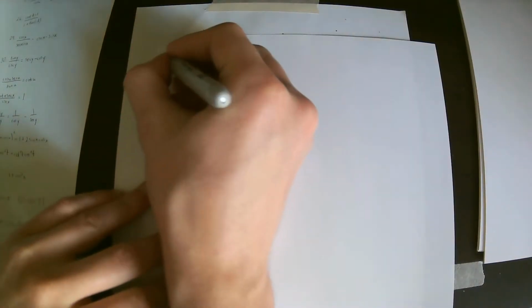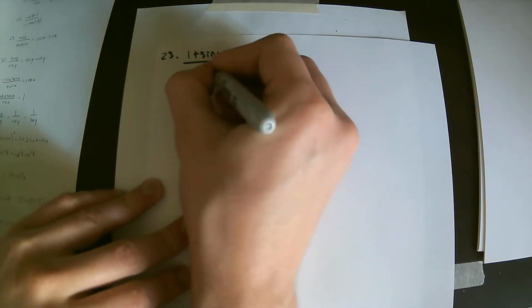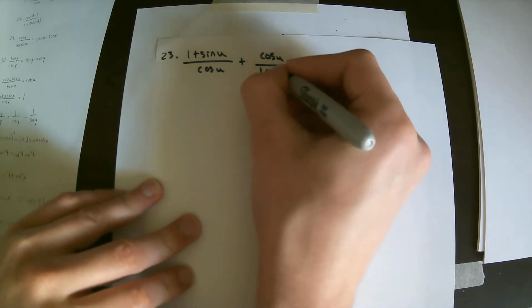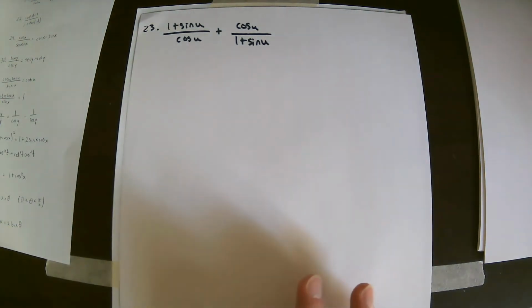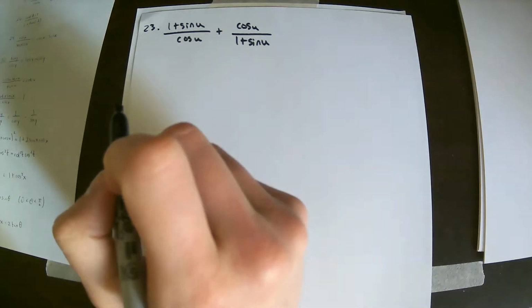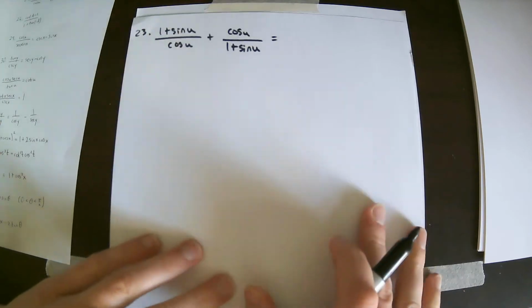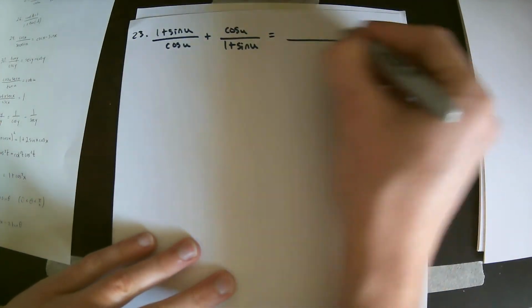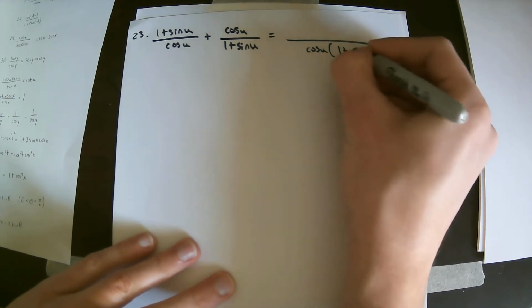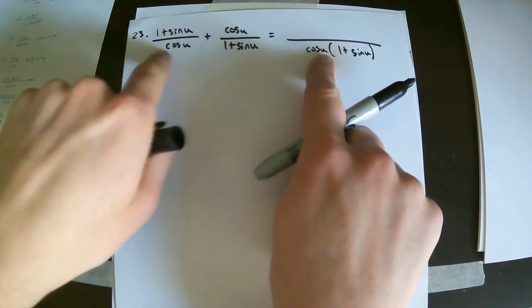21. 23 is 1 plus sine u over cosine u plus cosine u over 1 plus sine u. So it's tempting to just cross-cancel here, but these are attached with addition, not multiplication. So we can't just cross-cancel things. We can get a common denominator, though. Common denominator is going to be the product of these two, so cosine u times 1 plus sine u. Okay, there's my common denominator, the product of these two.